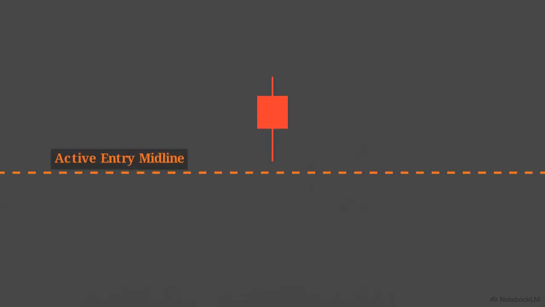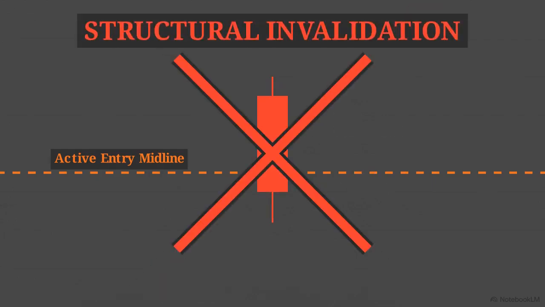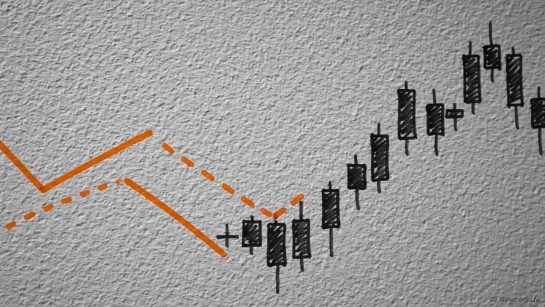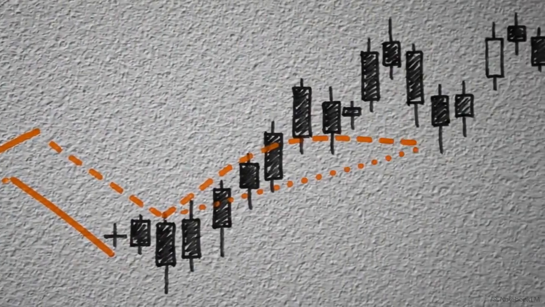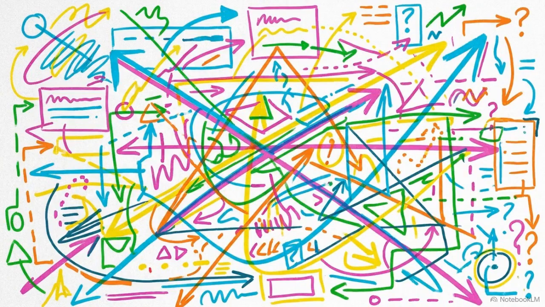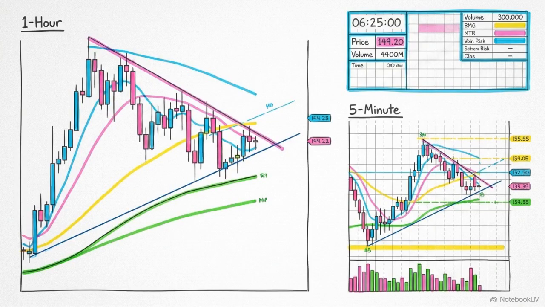Any setup is instantly, structurally invalidated if a candle body manages to close through the active entry midline. The entire visual matrix on your chart remains accurate strictly because it is underpinned by the adaptive math of the Kaufman Efficiency Ratio. Sustainable, systematic trading is not about forecasting the future. It is the rigorous application of macro context, adaptive algorithms, and strict geometric execution to consistently exploit institutional behavior.